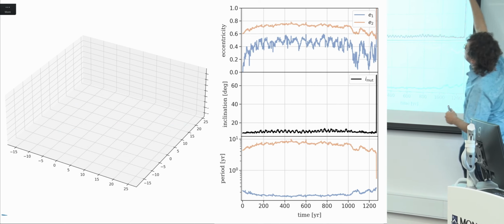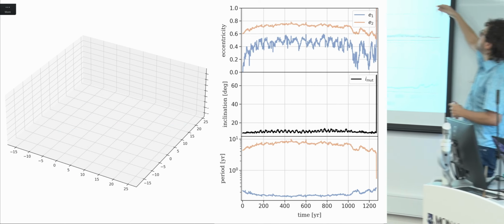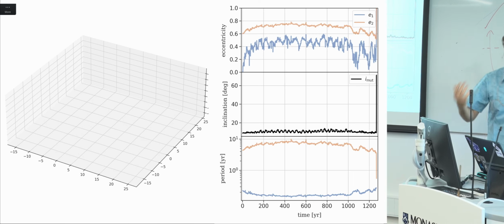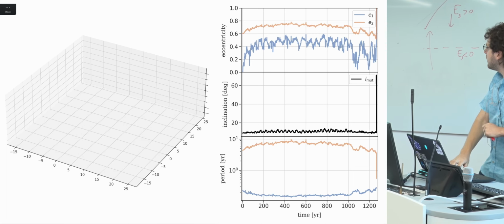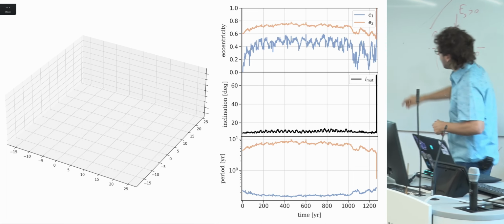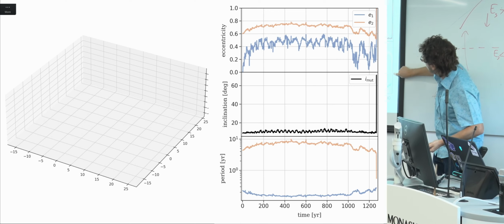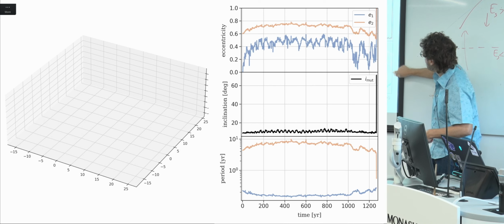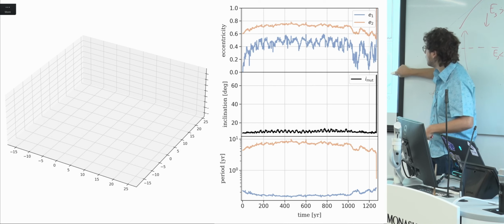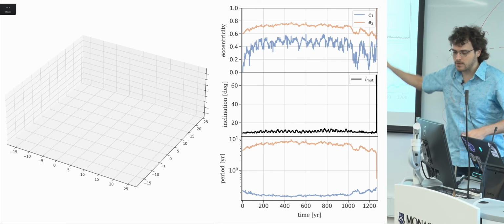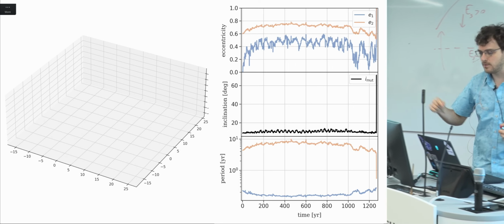Also, the eccentricity does something very weird that is not really predicted by Kozai equations. And suddenly, you cannot expect when this happens, you don't know when. Suddenly, the tertiary body goes into the binary, and it breaks the inner binary.